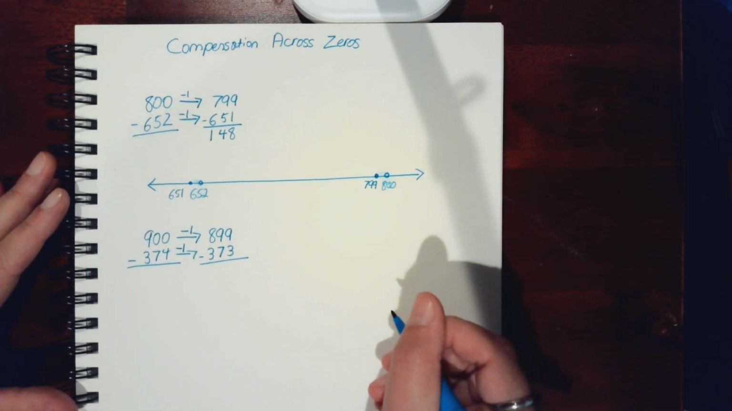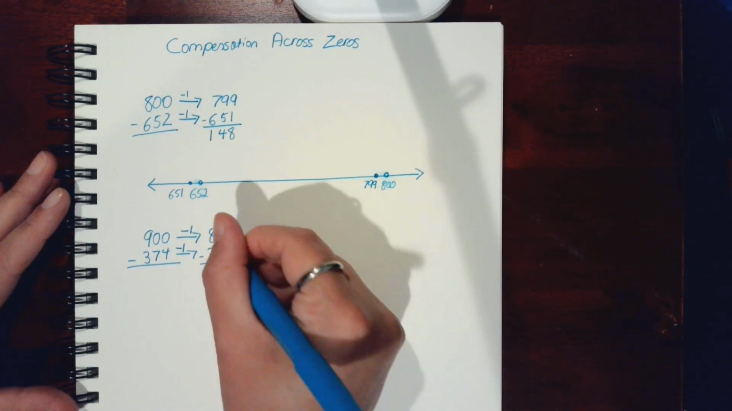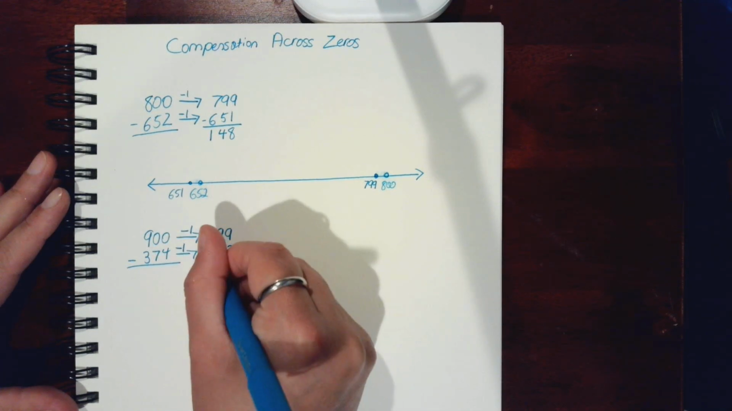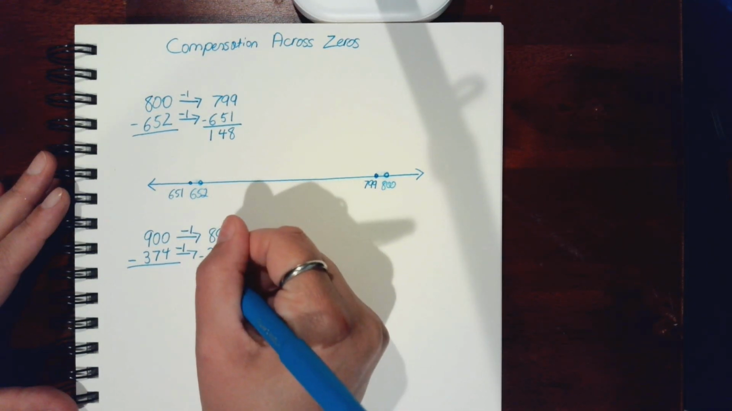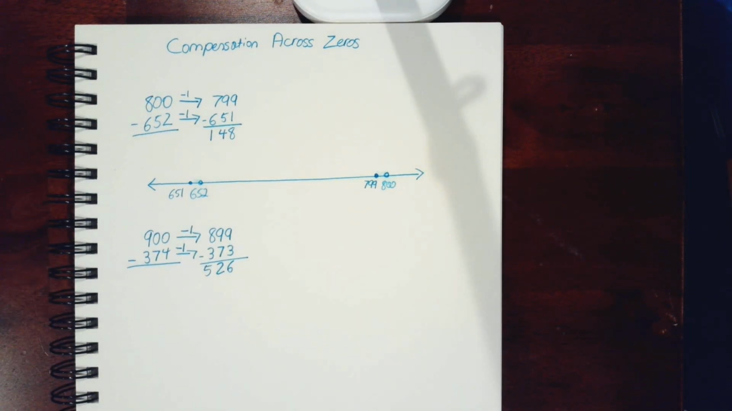Again, I'm subtracting to find the difference. 9 minus 3 is 6. 9 tens minus 7 tens is 2 tens. 8 hundreds minus 3 hundreds is 5 hundreds. So what's my difference? 526.